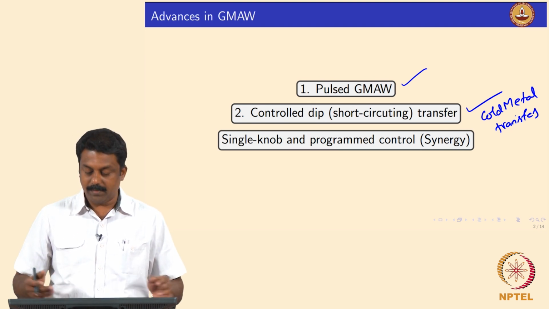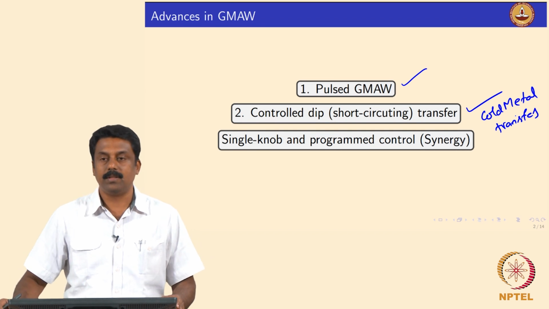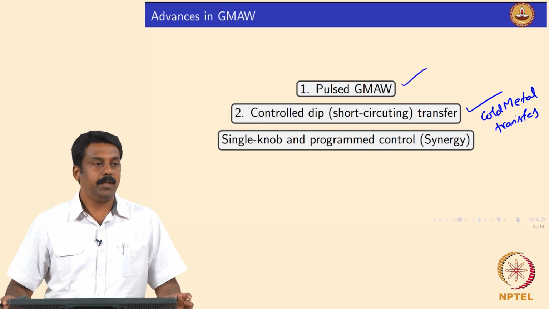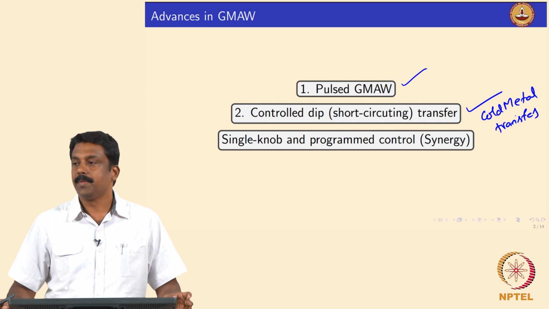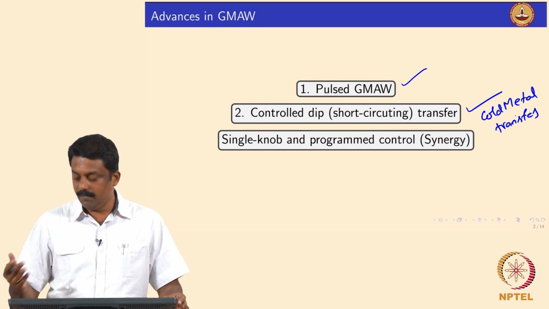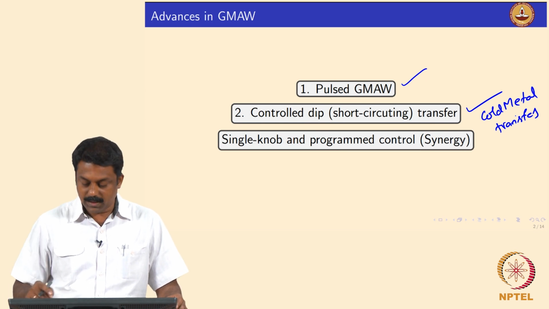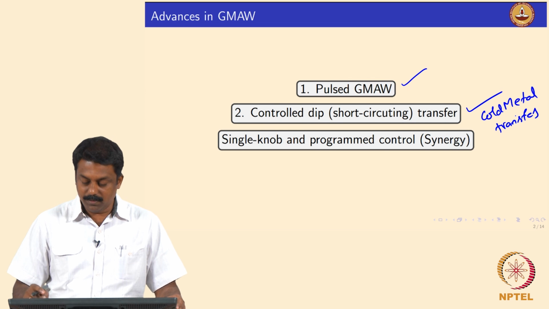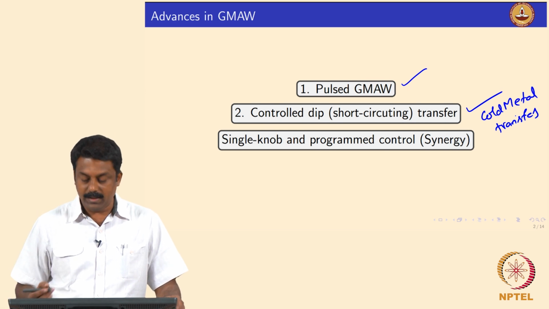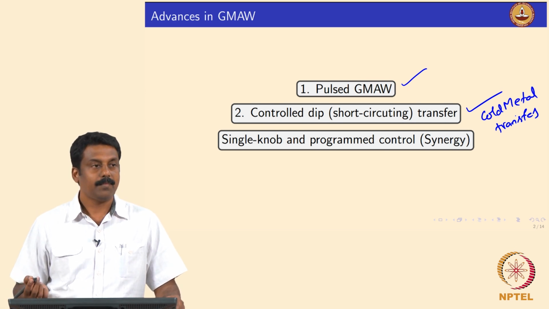So that is why these two are very widely used nowadays in GMAW, gas metal arc welding: the pulse GMAW, and then the controlled dip transfer, which is known by various brand names. One of the brand names is cold metal transfer. So we look at these two. And then these two processes are possible by the advancement in the power source, okay.